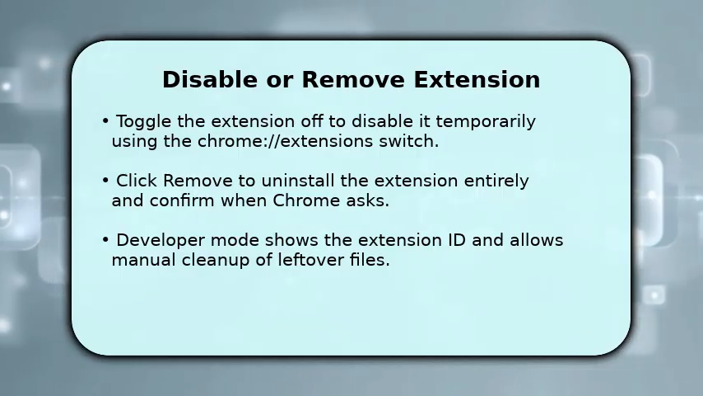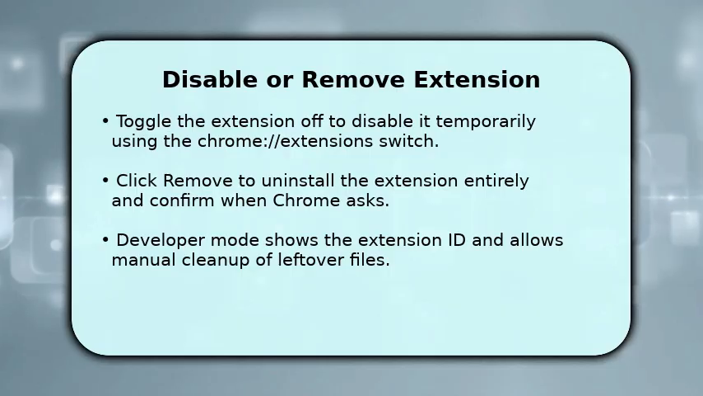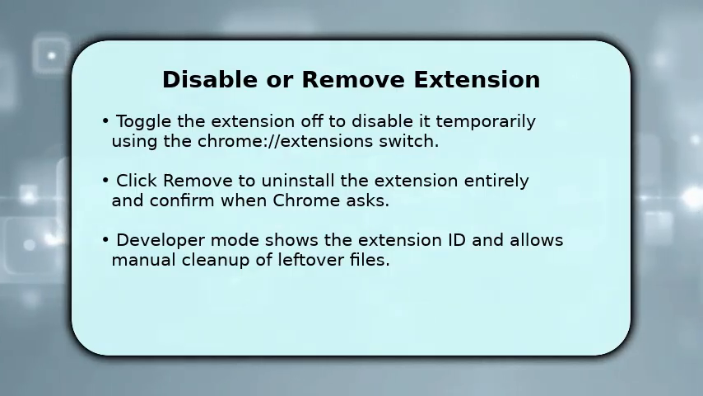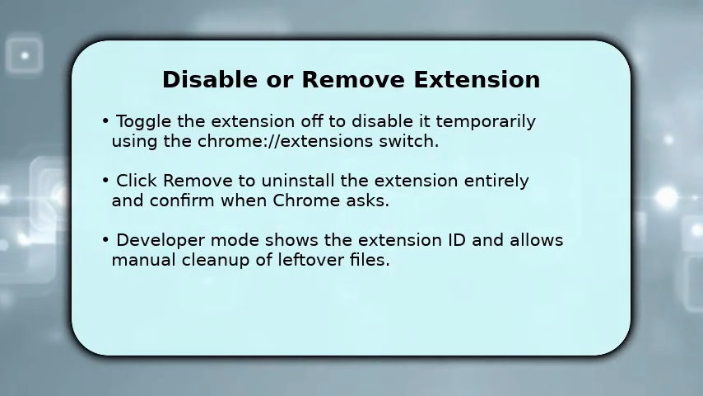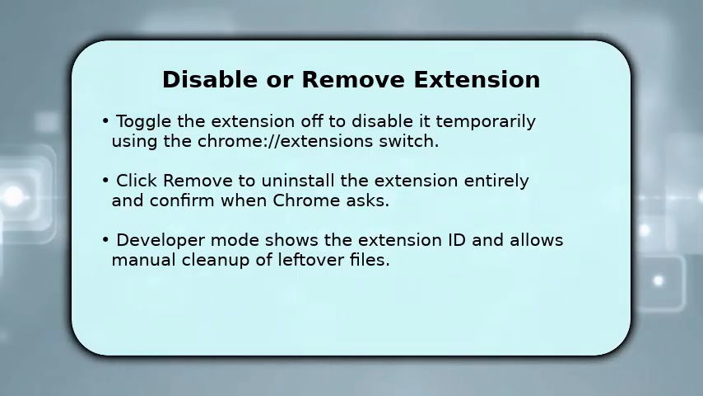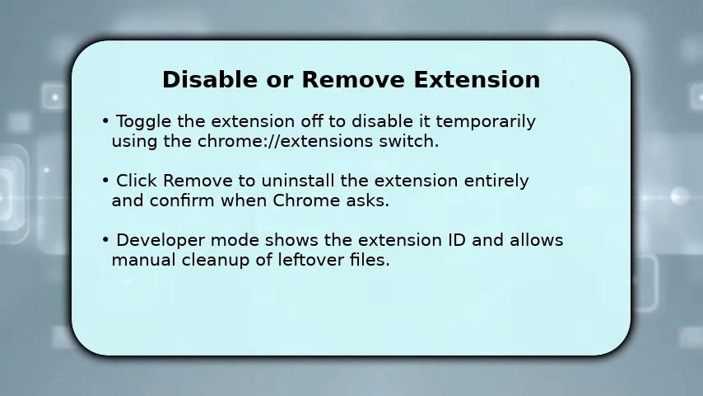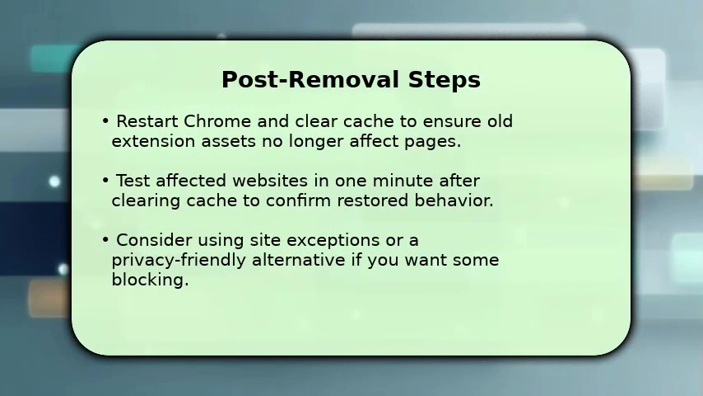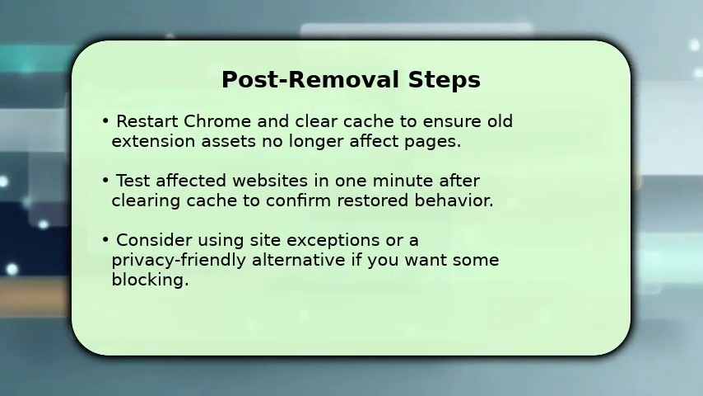If troubleshooting fails, enable developer mode to reveal the extension ID and its file path for advanced cleanup. Use the toolbar puzzle piece icon to access an extension quickly, then choose Manage Extensions for direct controls. After removing an ad blocker, restart Chrome to free memory and reset sessions.